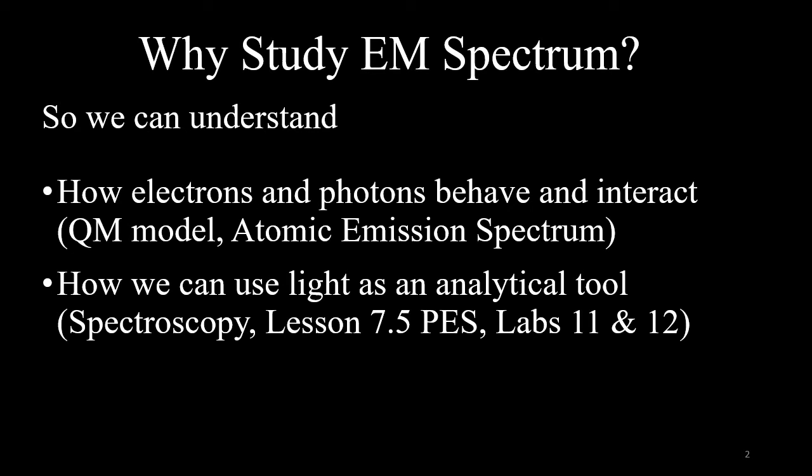And we can also use light as an analytical tool. It's called spectroscopy. So it's a way that chemists can analyze chemicals to find out the identity of the chemical, is to use spectroscopy. Lesson 7.5, which is PES or photoelectron spectroscopy, is a whole area of analysis. It's an analytical tool. We'll study that. And then labs 11 and 12 are a different type of spectroscopy that we'll look at.